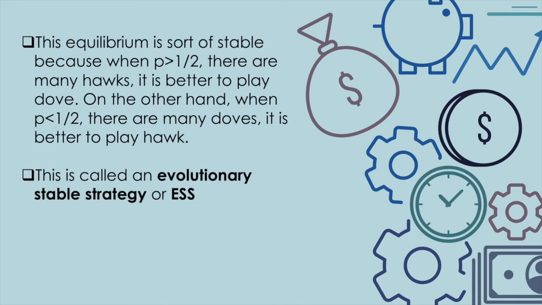So this equilibrium is stable because when p is greater than a half, there are many hawks. It is better to play dove. On the other hand, when p is less than a half, there are many doves. It is better to play hawk. This is called the evolutionary stable strategy, or ESS. ESS was designed to model animal behavior under evolutionary forces.